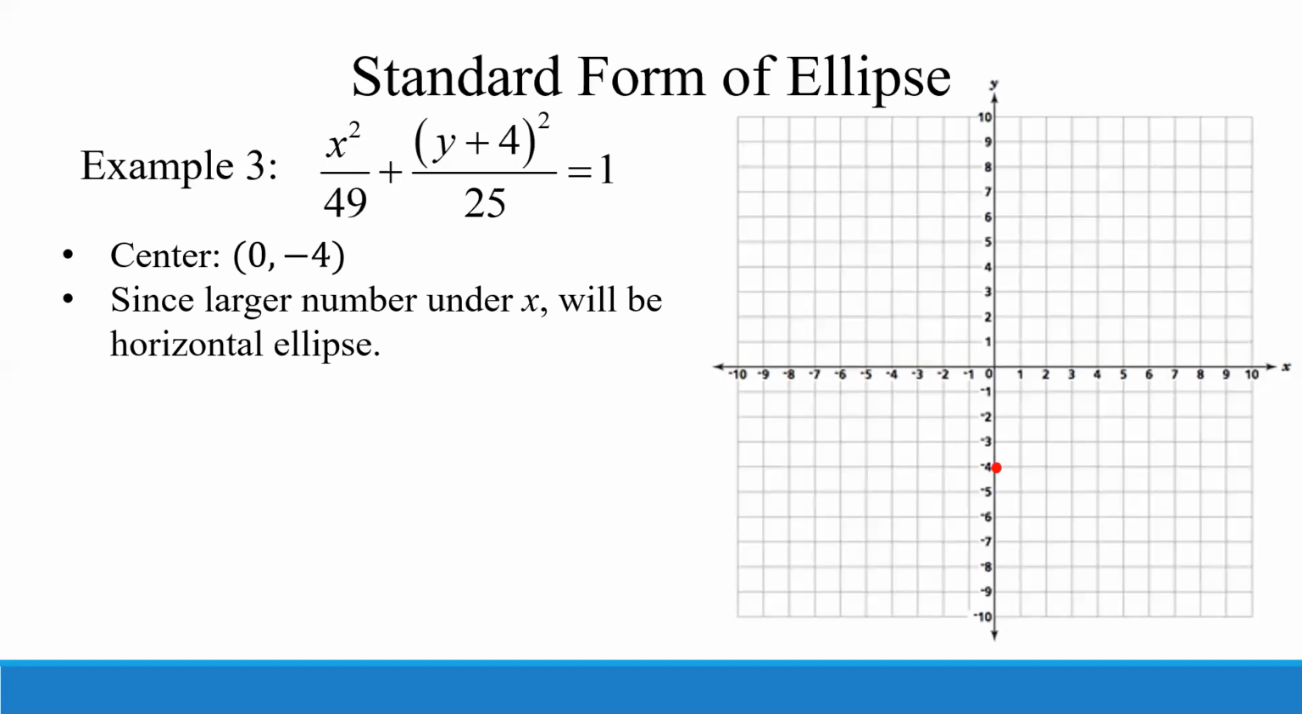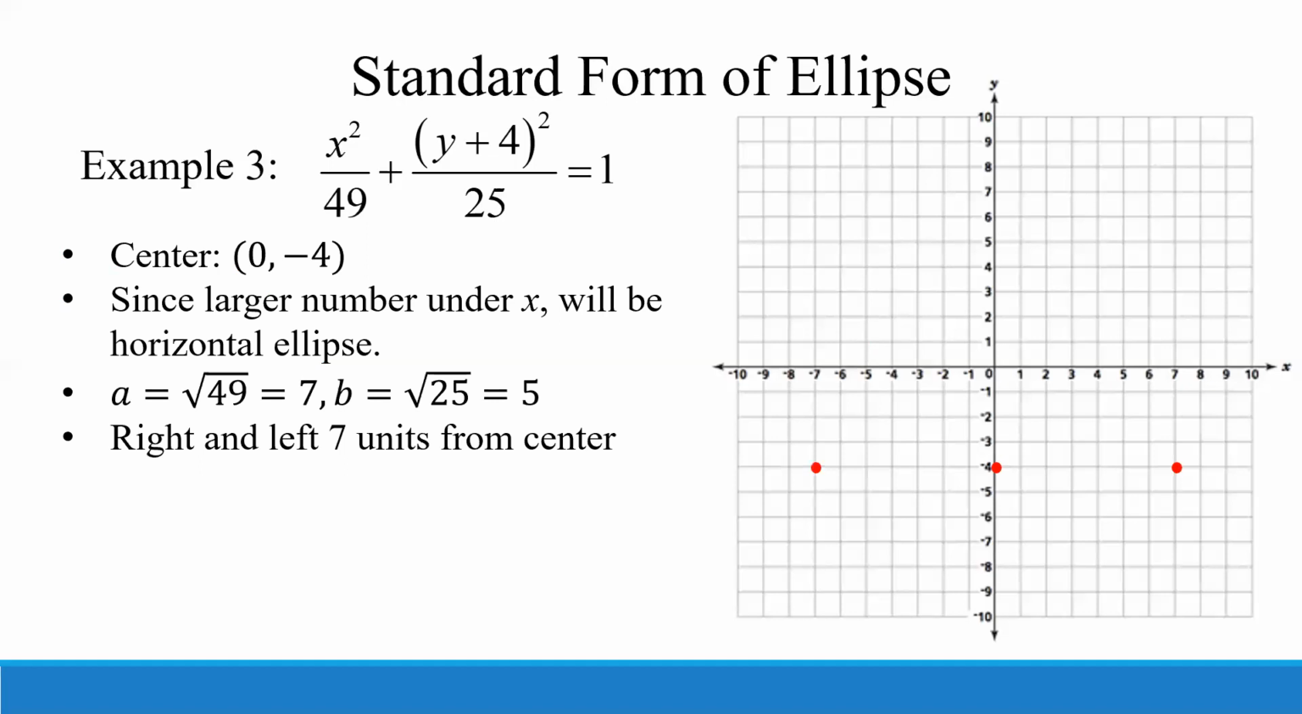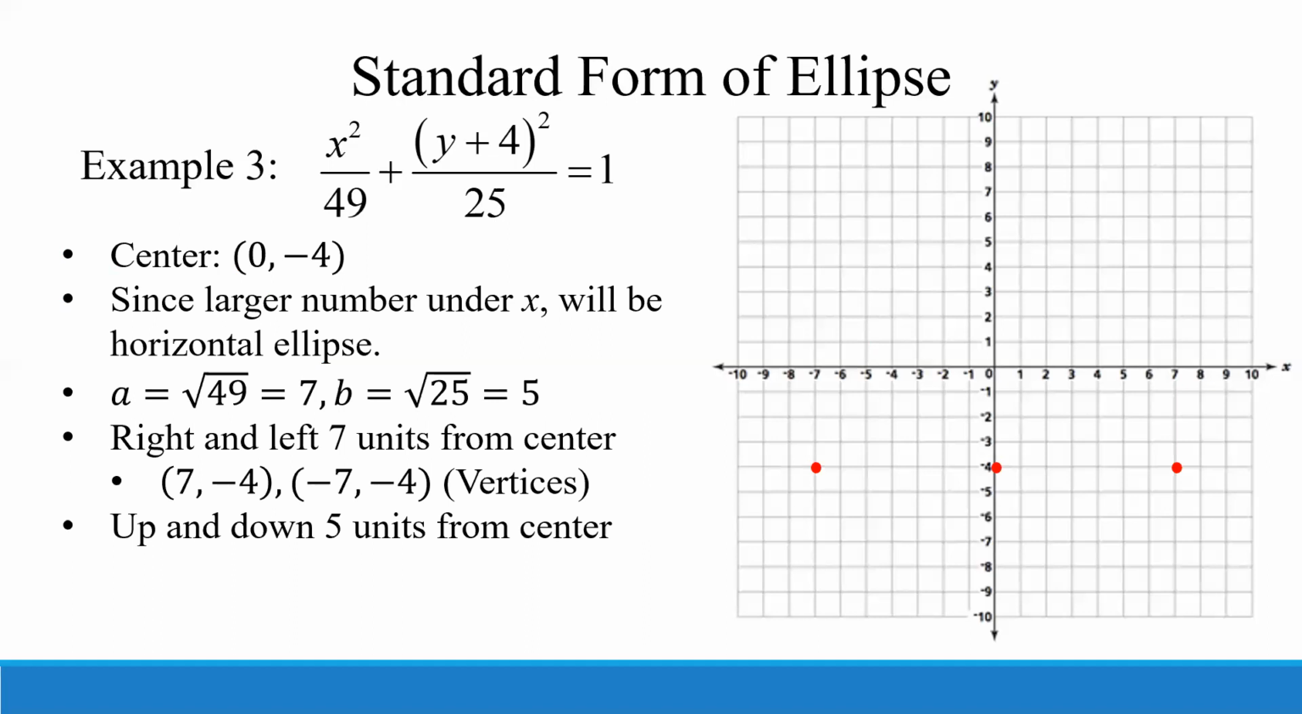My larger number's underneath the X, so it's going to be horizontal. So we got A is 7, B is 5. So left and right 7. Pop those points in there, write the coordinates. We're going to go up and down 5 units. So there's the points right there. Write down those coordinates.